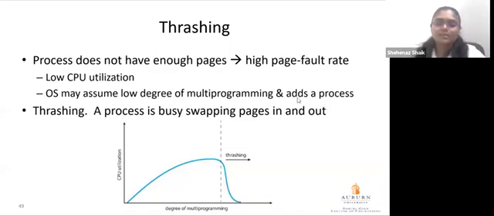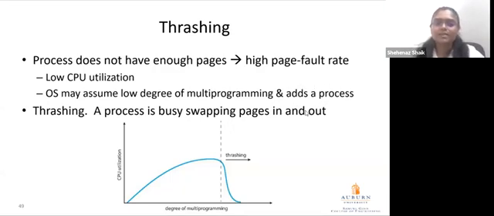Okay? So, in other words, the operating system allocates some number of frames to a newly arriving process, and thereby we have another process which is also under execution, and which again may request some additional memory frames as part of its execution. Okay?